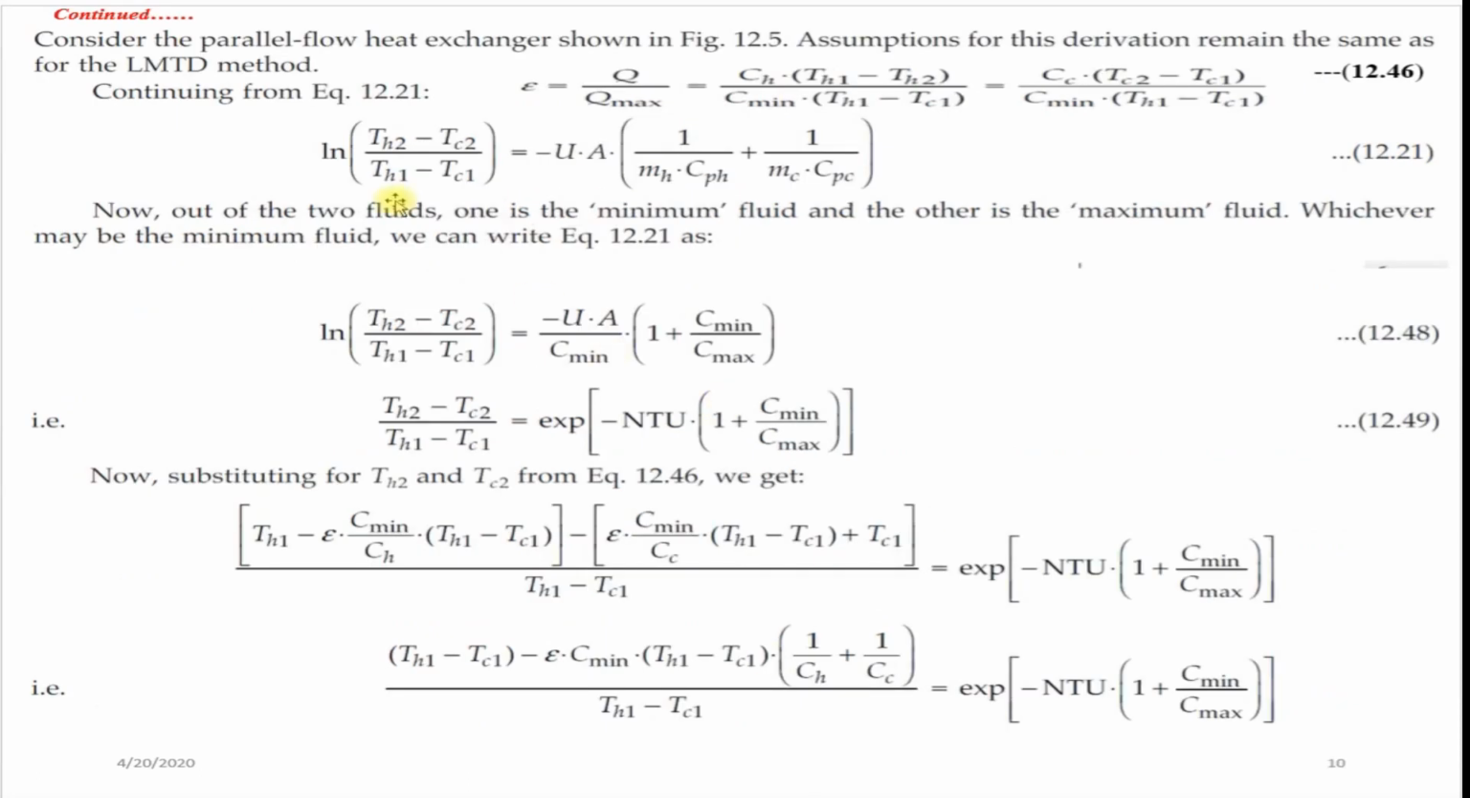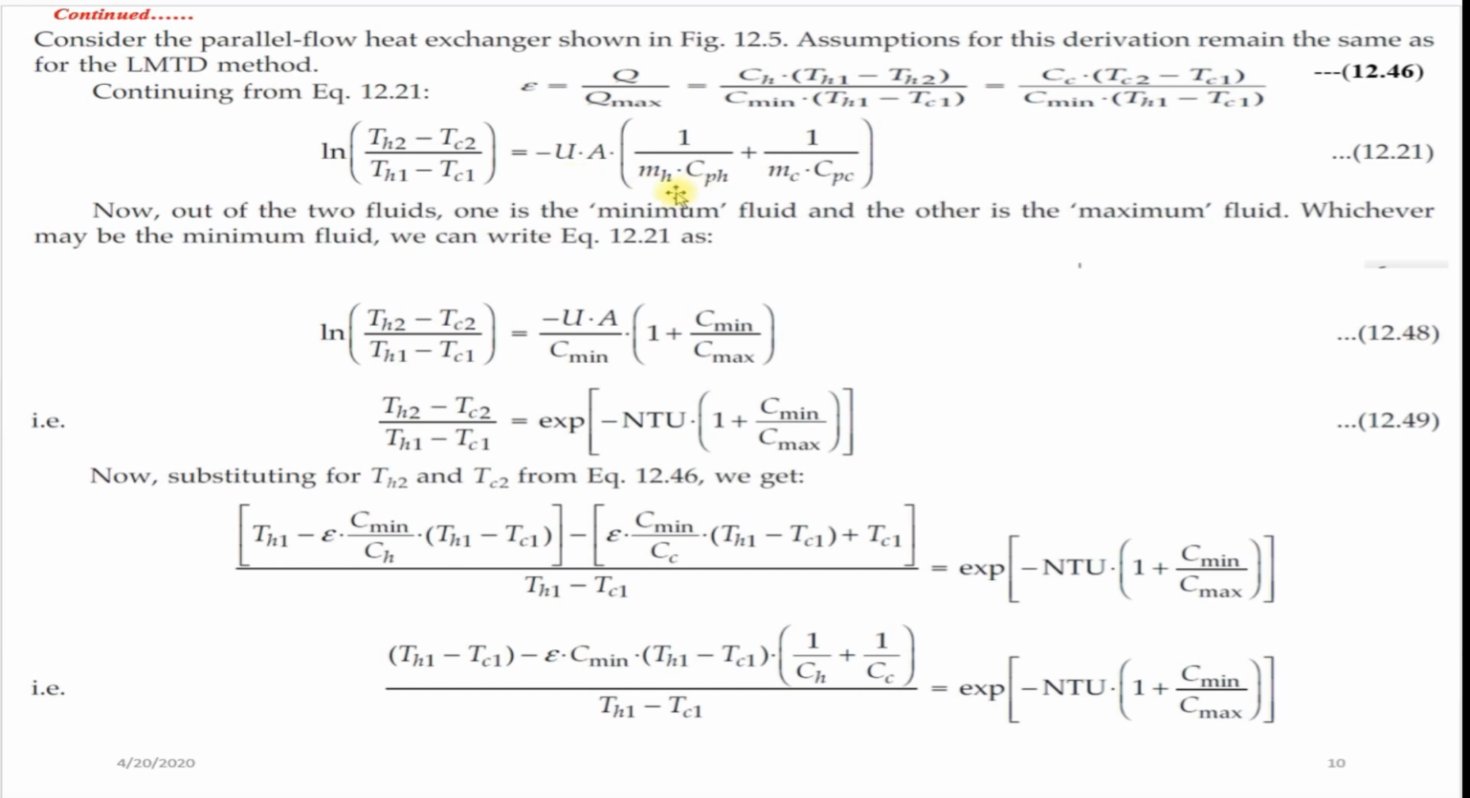After integrating, we will get ln of (Th2 minus Tc2) divided by (Th1 minus Tc1) equal to minus UA into (1 by mH CpH plus 1 by mC CpC). The simplification of the above step is written here: ln of the same, minus UA by mH CpH, taking mH CpH common outside. In this derivation, I have assumed CH as C minimum. You can assume CC as C minimum also; we will get the same equations at the end.